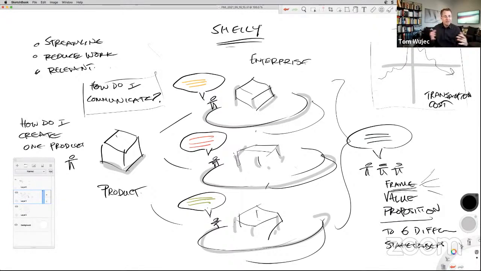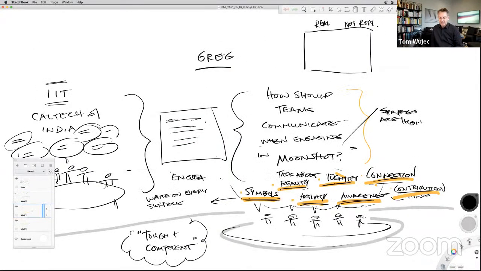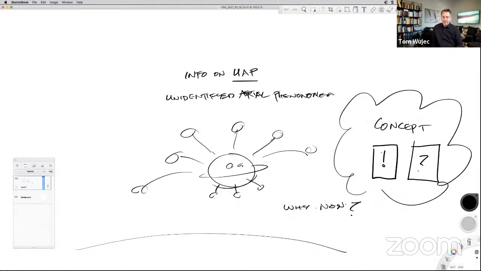So again, the goal of this particular workshop is to illustrate, and I hope you are now seeing the value of drawing things out. So I'm whiteboarding here. So that's Greg's idea of how do we explore moonshots. And then the UAP, also known as UFOs. So now it's time for an exercise.